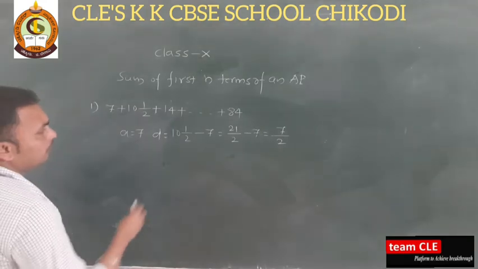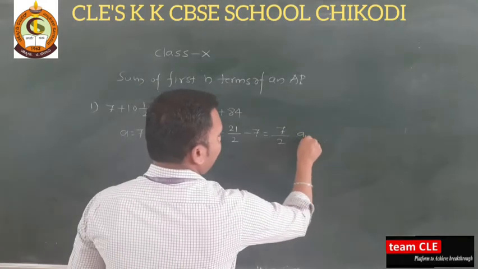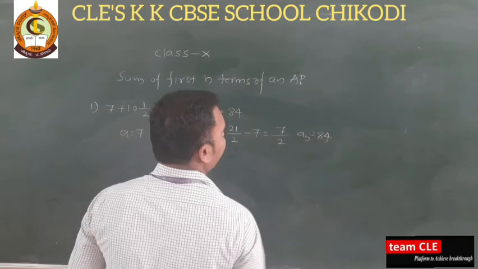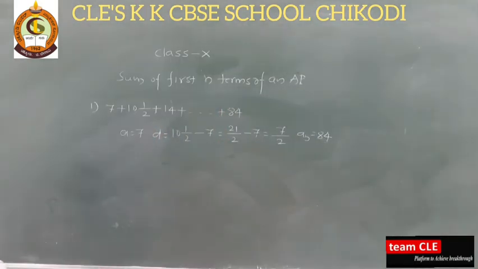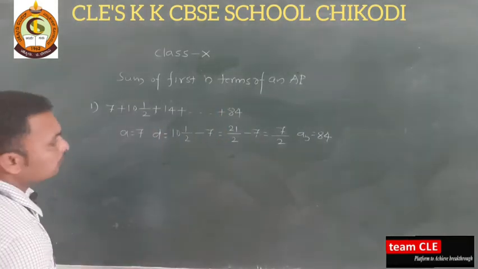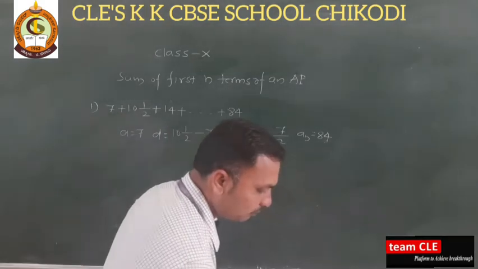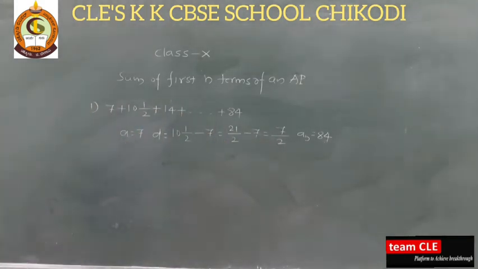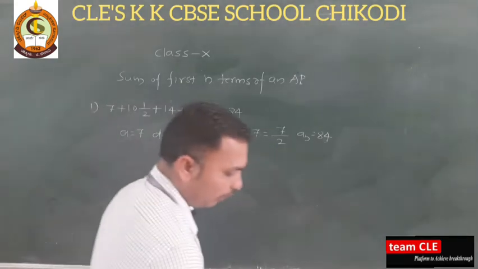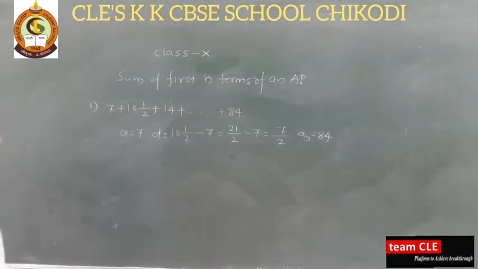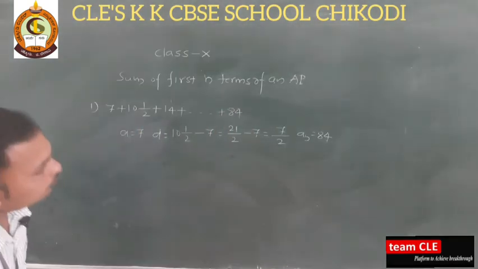Okay, well, the last term is 84. Which formula do we need to use here? The question says to find the sum of the given series. Do we have the number of terms here? No, we don't. So which formula do we need to use?